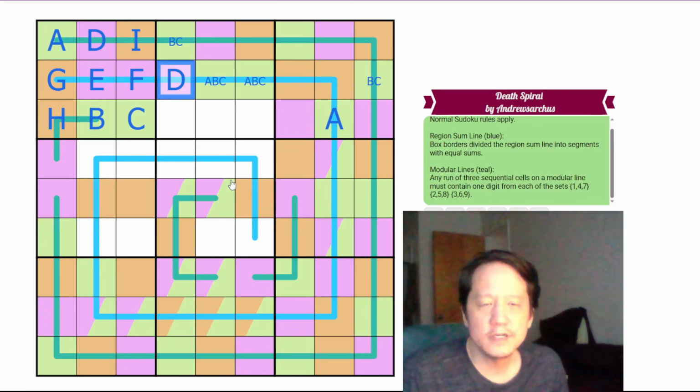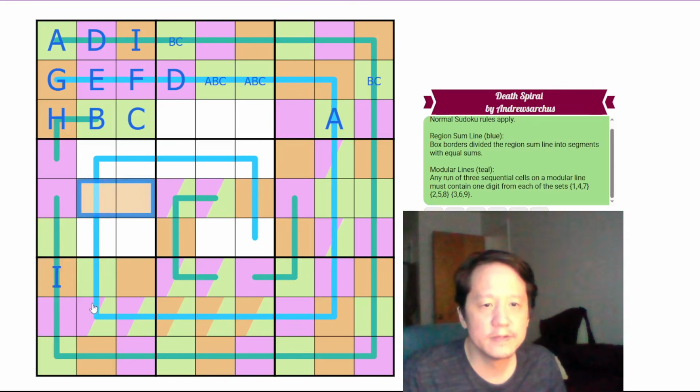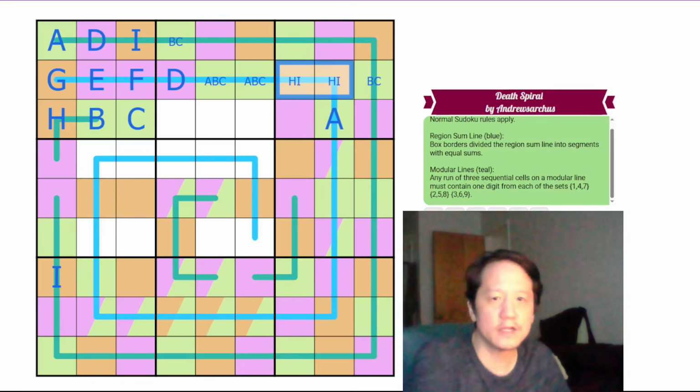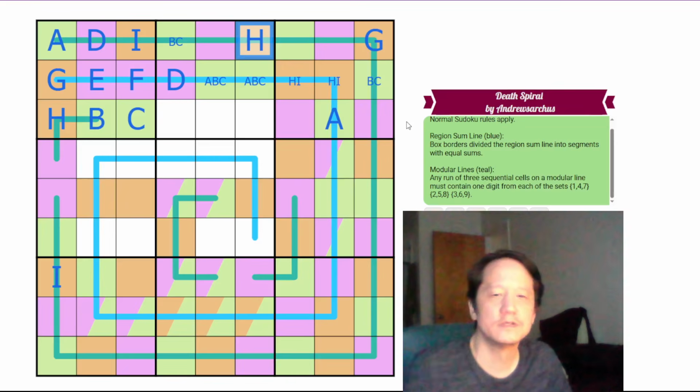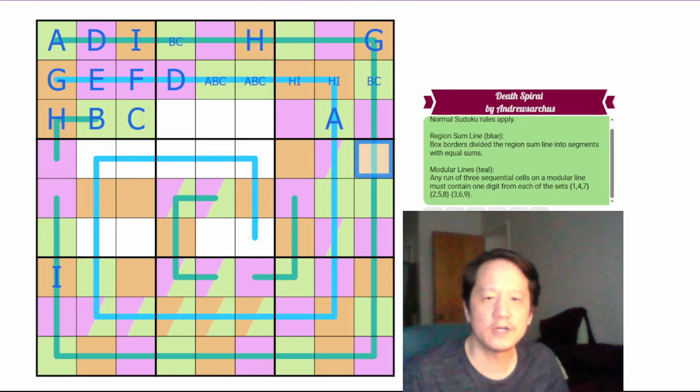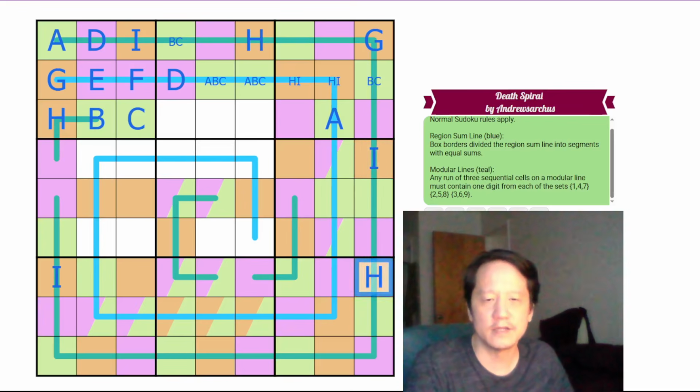This is D. Okay, this must be I. This is specifically H and I. That forces this to be G. So this is H. This has to be H or I. Cannot be I because of I in the row. So this is H. This is I.